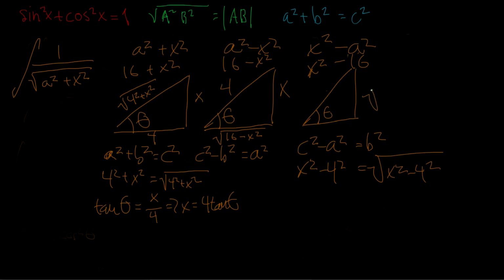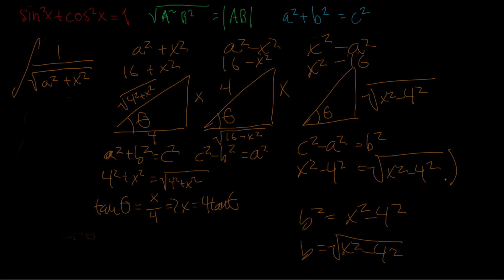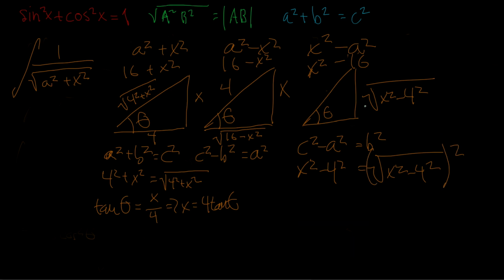And so our b is going to be the square root of x squared minus 4 squared, right, because if we make b squared equal to x squared minus 4 squared, then b is just going to be the square root of x squared minus 4 squared. So our b is going to be the square root of x squared minus 4 squared, and then our a down here is just going to be 4, and our x is going to be our hypotenuse.